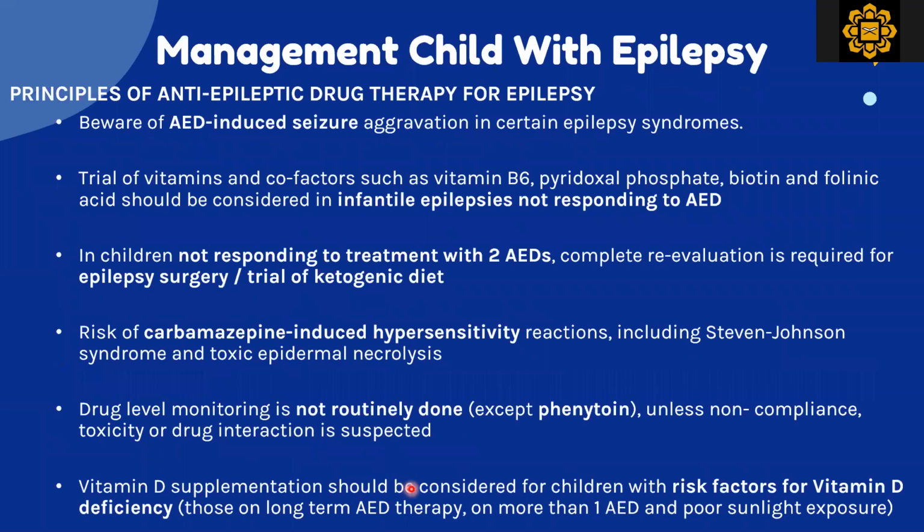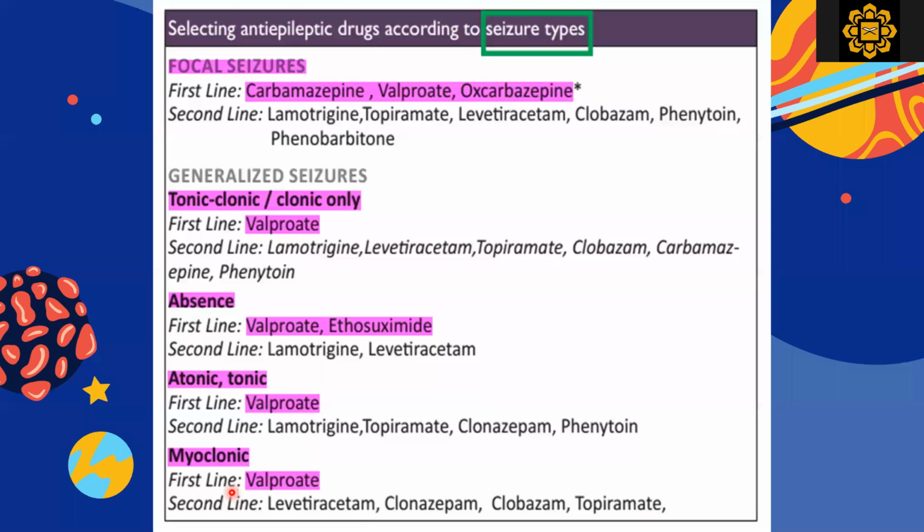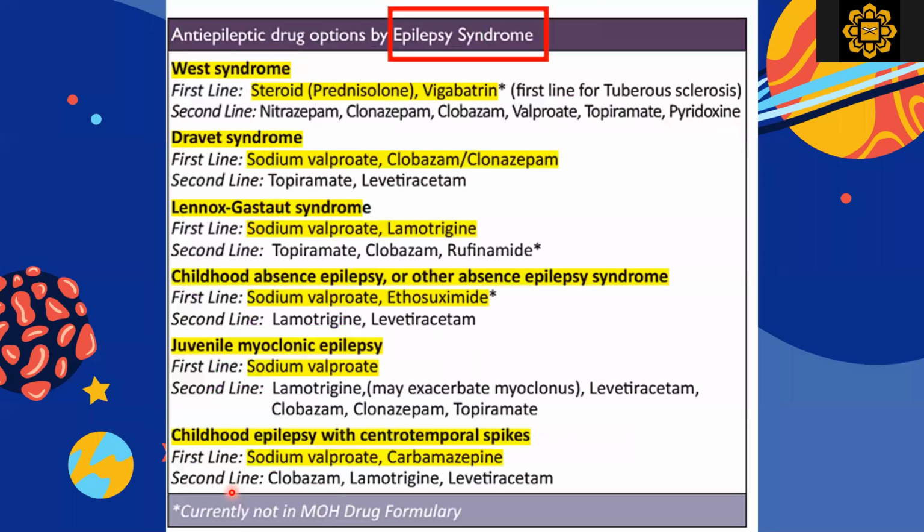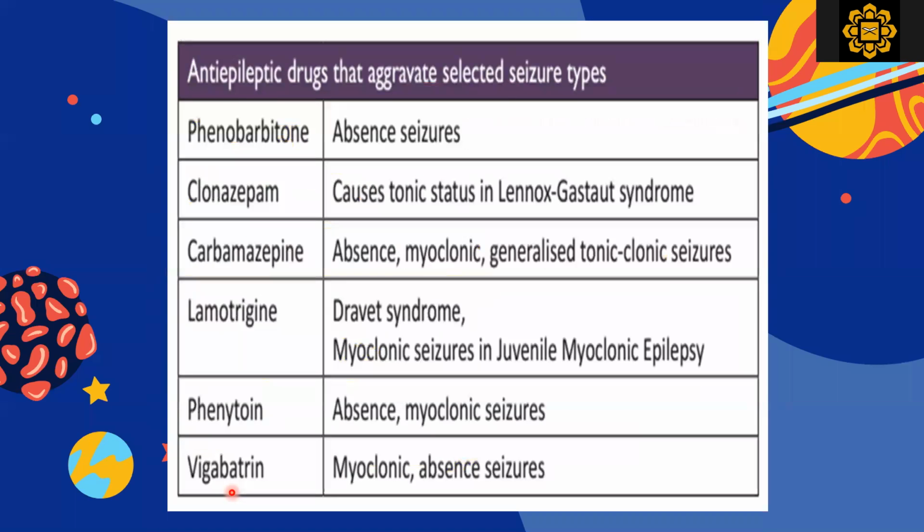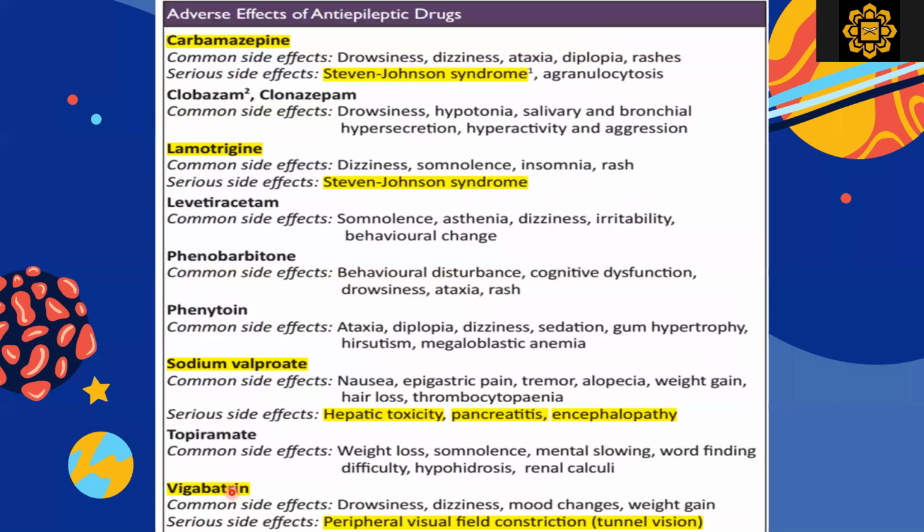Some drugs such as carbamazepine can cause vitamin D deficiency. So when we use this for a long time, please give vitamin D supplementation. Okay, this is the type of anti-epileptic drug. You can read about epileptic syndrome. Okay. The side effects.